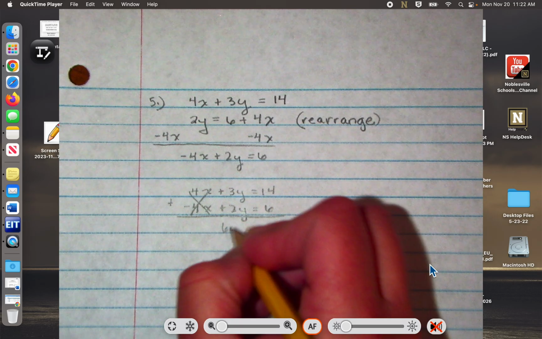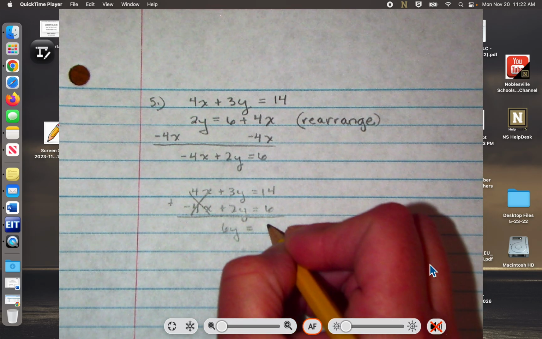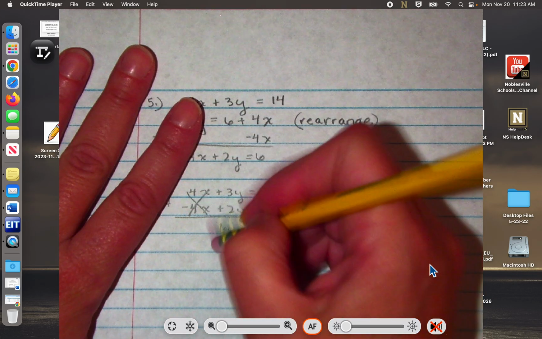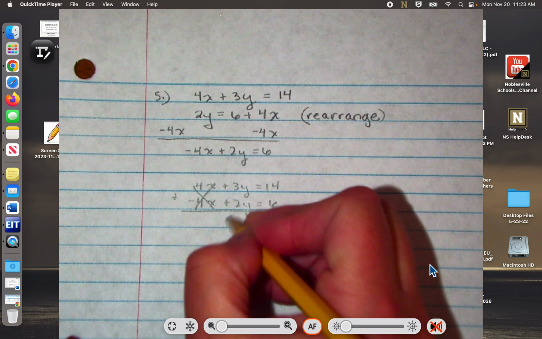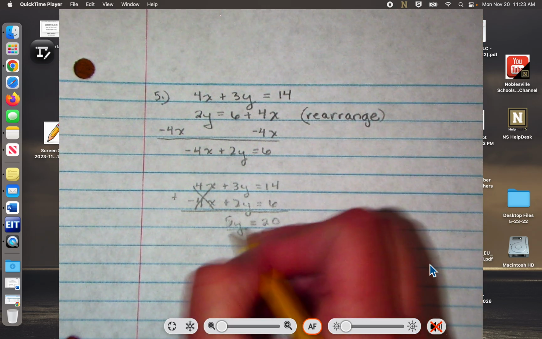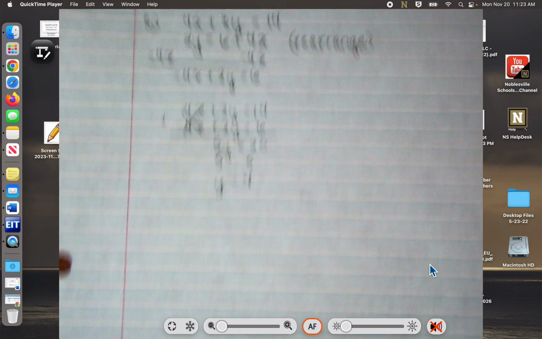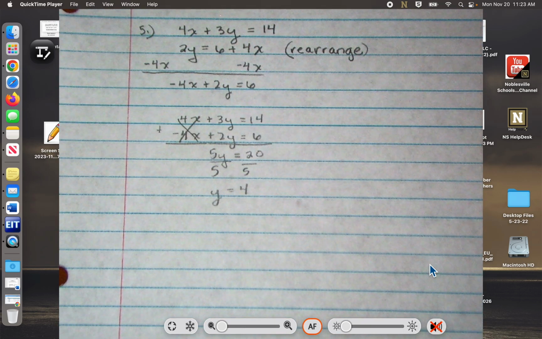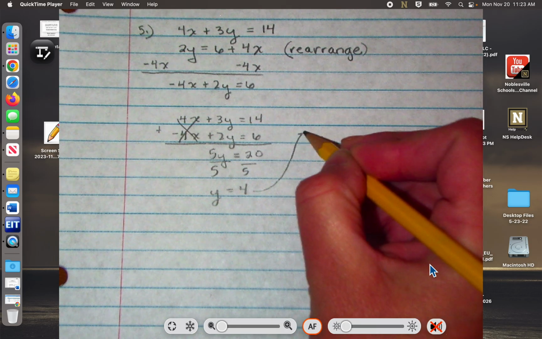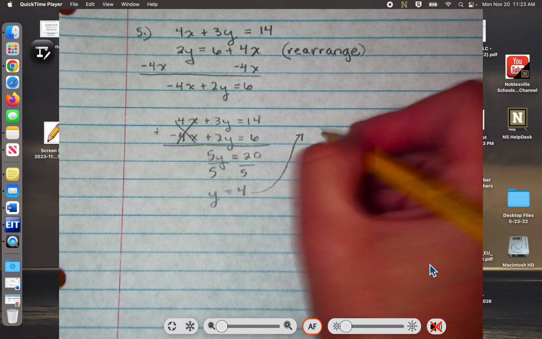Now I've got 5y, excuse me, 5y, thank you, equals 20. y equals 4. So then I'm going to take this 4, put it back into an equation.